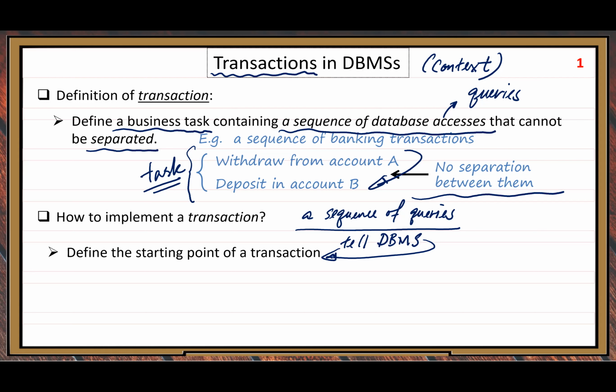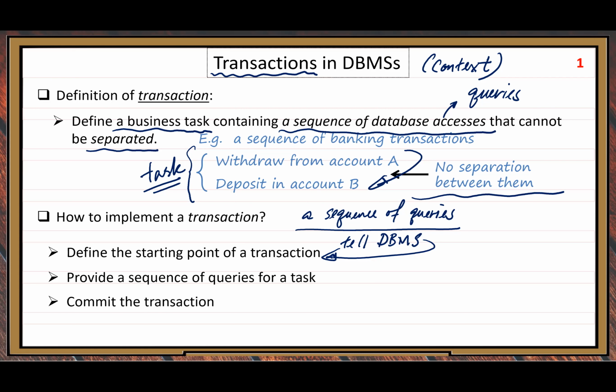In some way. Later we can see in what way. Just some special way, you tell DBMS starting from this query. That is the definition of our new transaction. The first step. Second step, after the starting point, you provide a sequence of queries for a task, your business task. It covers a certain number of queries.